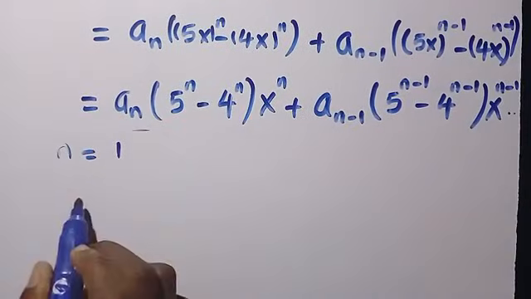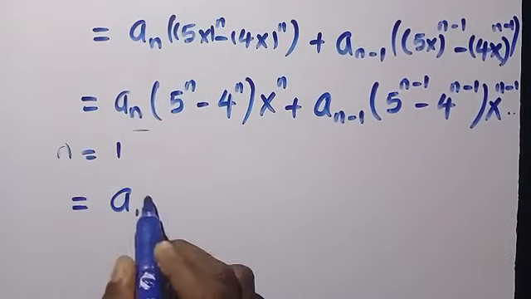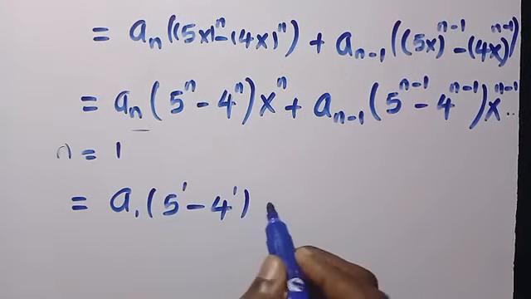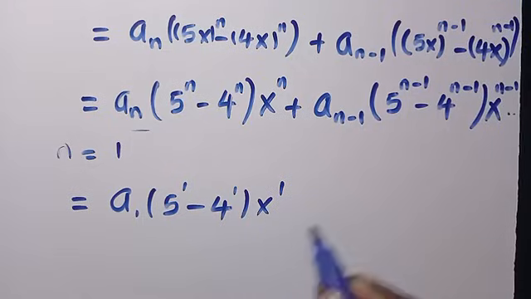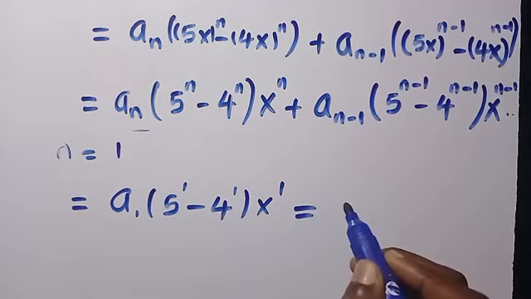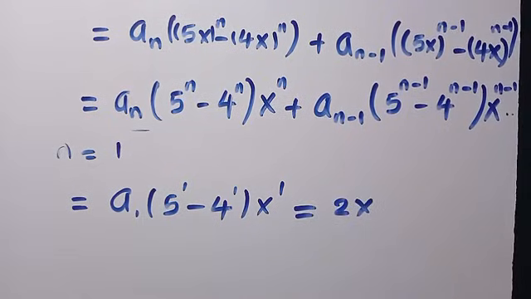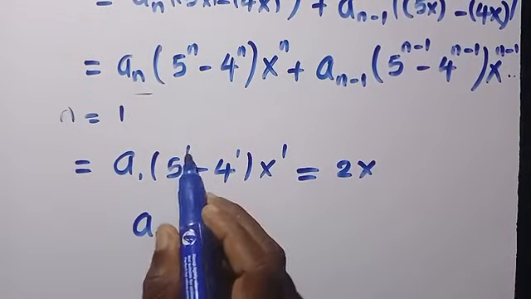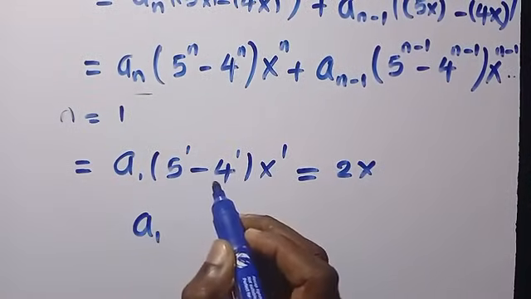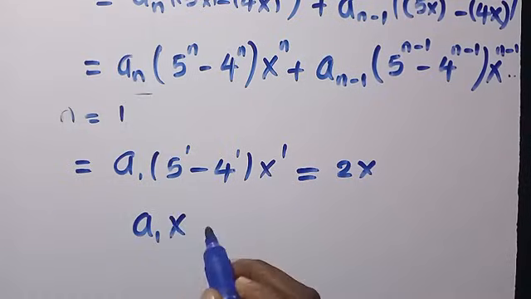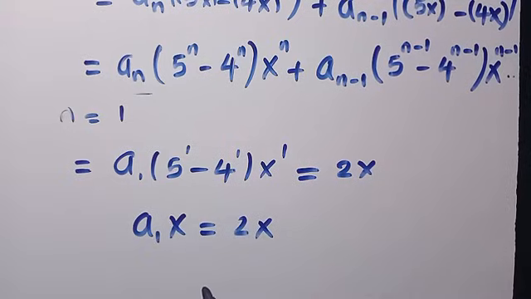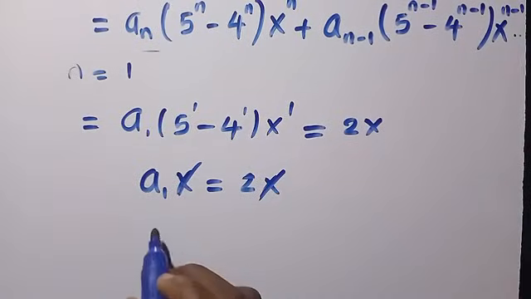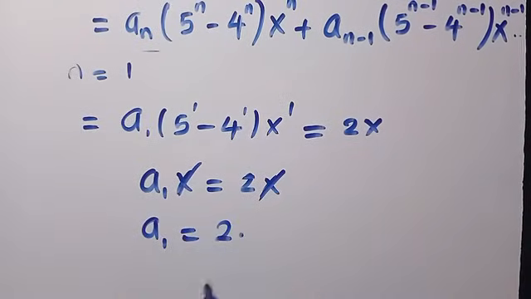If n equals 1, we are going to have a1 into bracket of 5 raised to power 1 minus 4 raised to power of 1, then x raised to power of 1. And we know that all this equals 2x. Then we have a1, 5 raised to power 1 minus 4 raised to power 1, that gives us 1. Then multiply by x equals 2x. When we cancel x here, we are going to have our a1 equals 2.